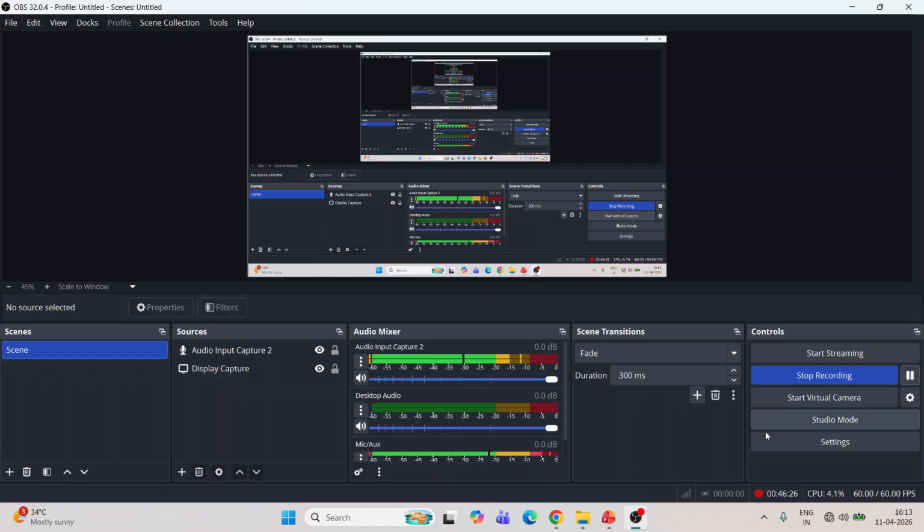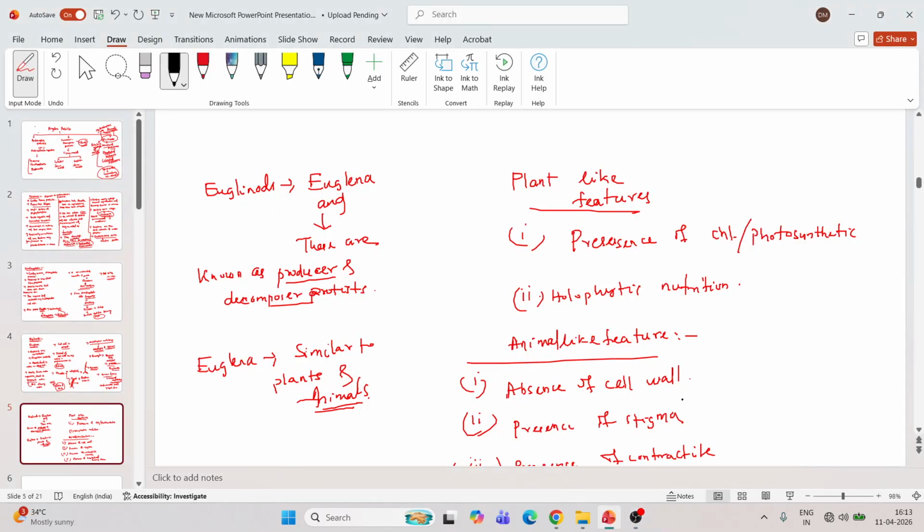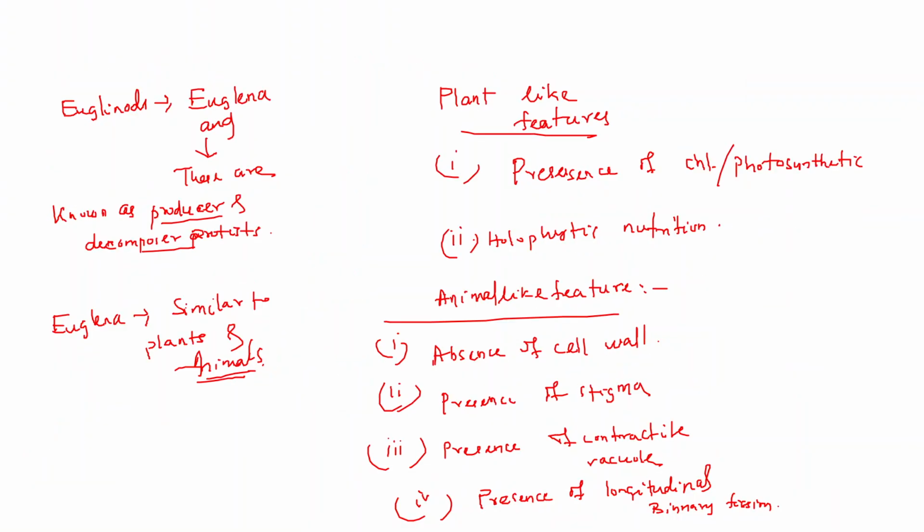Okay, let's start again. We already discussed the different photosynthetic protists. We discussed first the diatoms, then the dinoflagellates, and in the last the euglenoids. Euglenoids are known as the producer decomposer protists. Now we'll discuss the slime molds.